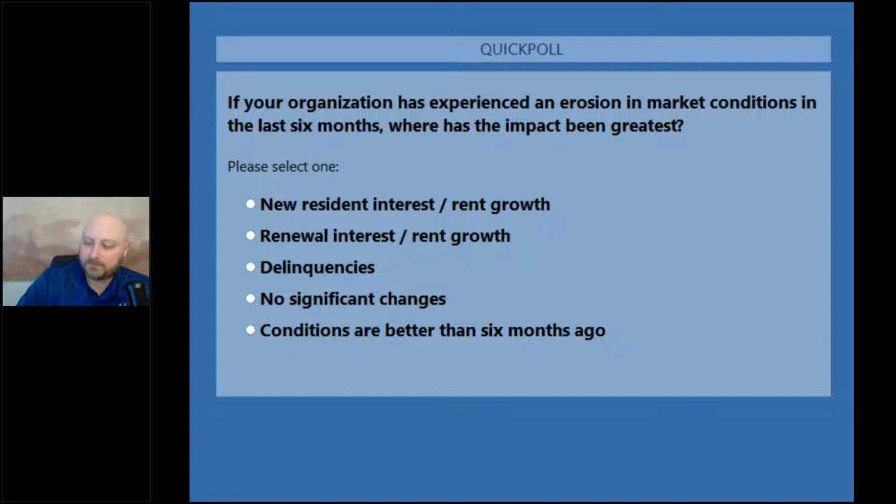And we should have poll results now. We'll circle back to those at the end. So let us know what you're seeing, boots on the ground in your specific market or with your portfolio.